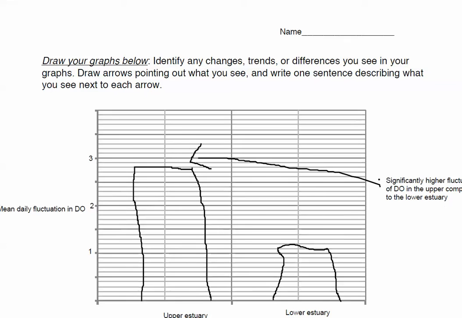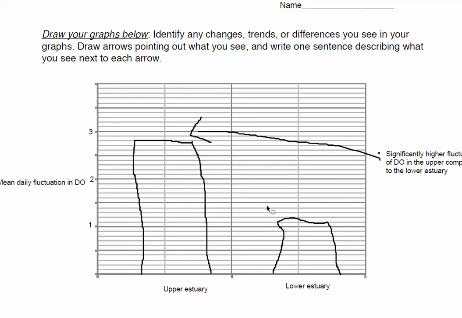What I did here is I graphed the mean daily fluctuation in the upper versus lower estuary. We can see that there was greater fluctuation in the upper compared to the lower estuary. That's a sign that the runoff is having an impact. The oxygen's getting drawn down more overnight when the plants are not photosynthesizing as a result of decomposition of all these primary producers in this nutrient-rich environment. We see lower fluctuation here.